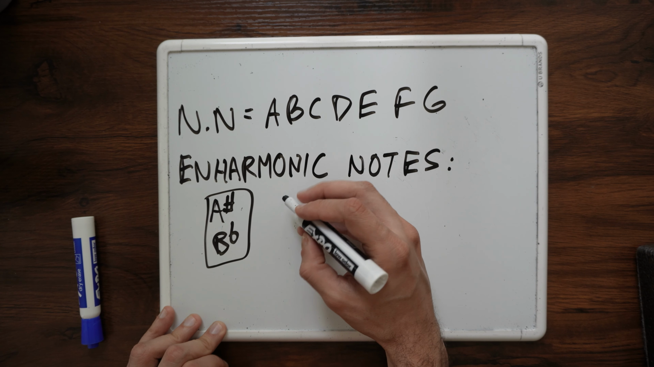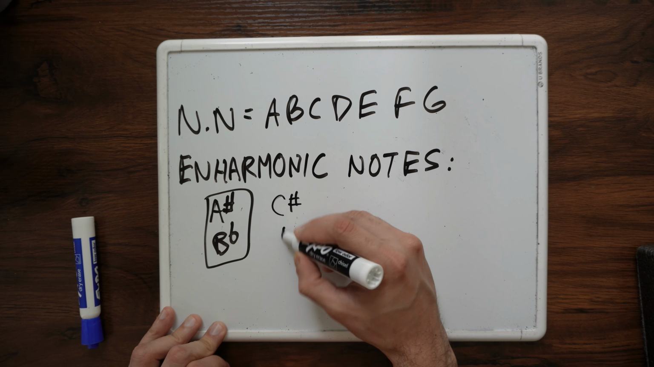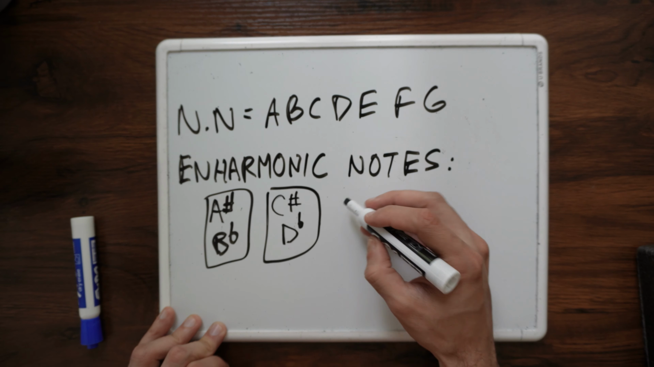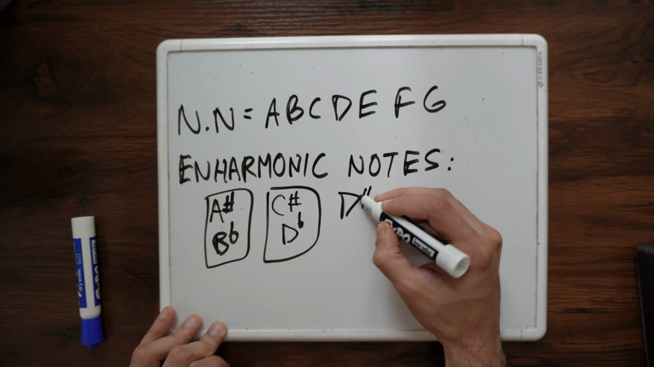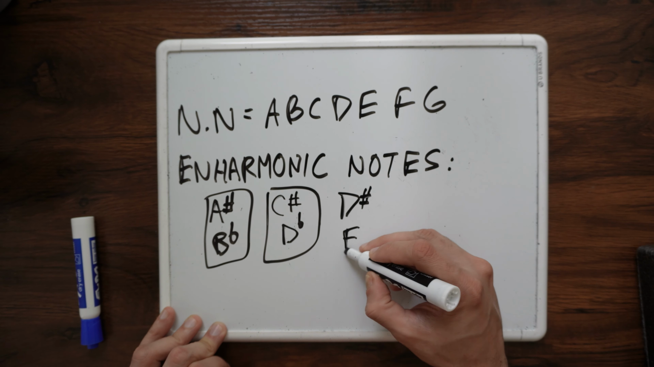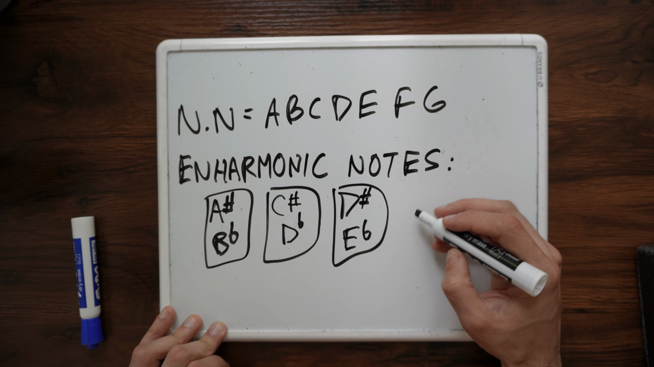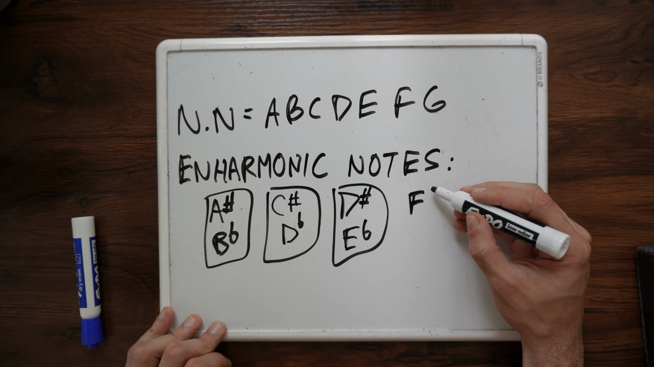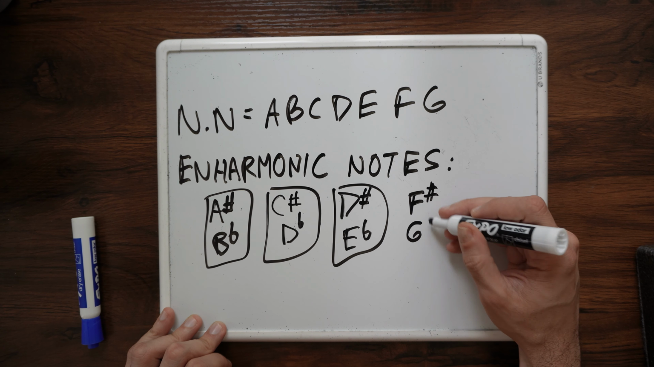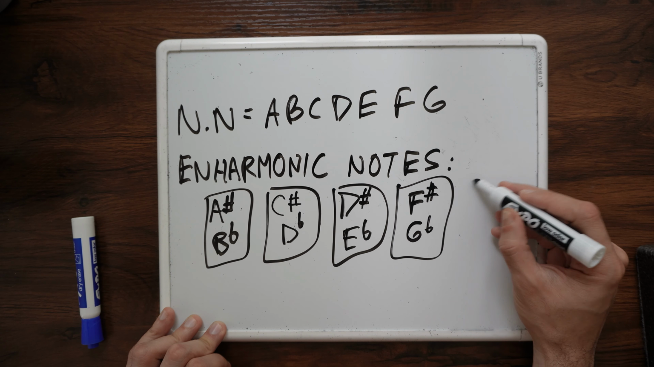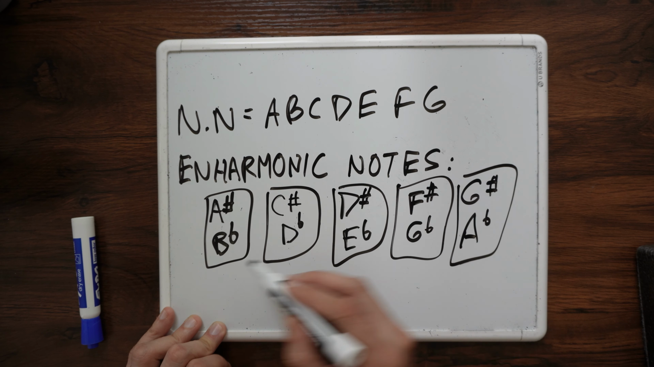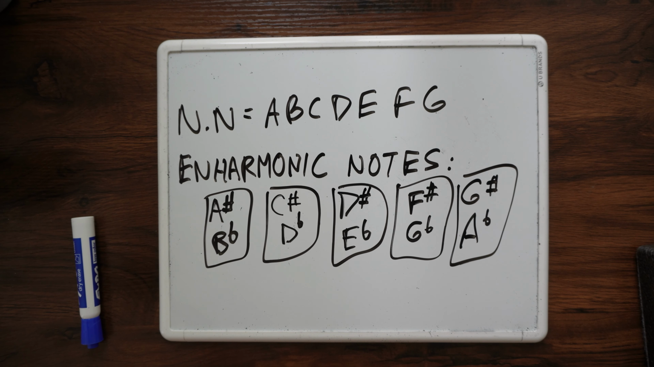Then we get again C sharp or D flat. We got D sharp or E flat. Nothing between E and F. And now F sharp or G flat. Finally, G sharp or A flat. These are 5 enharmonic notes.